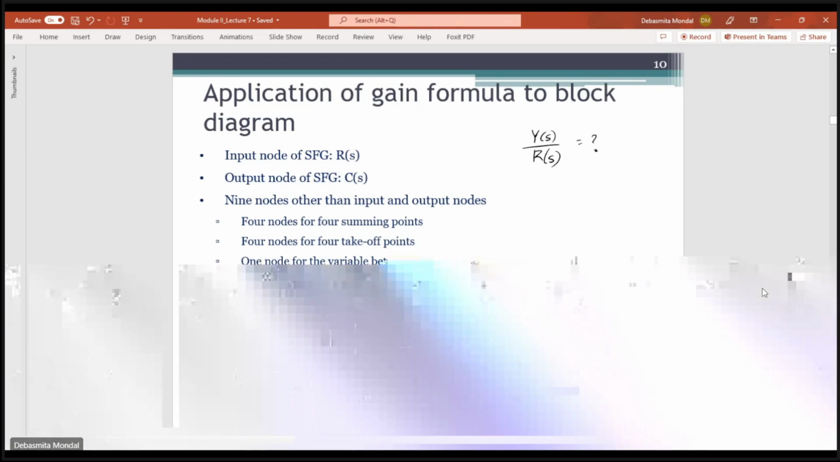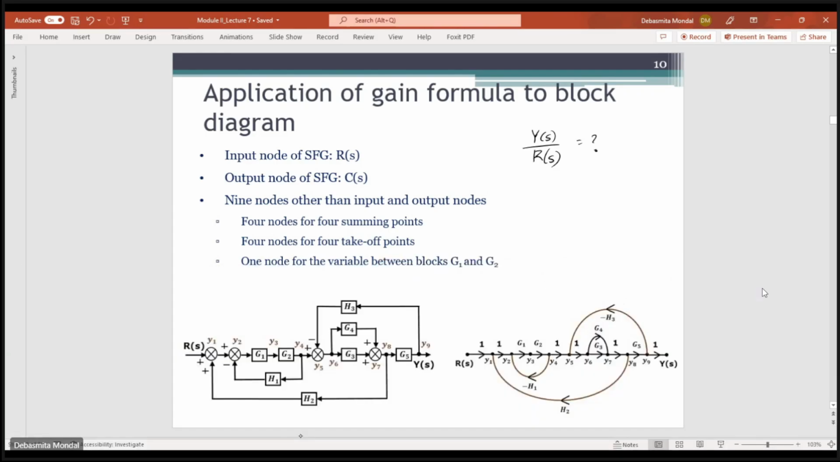Once you have denoted that, you see that between Y2 and Y3 there is a gain G1 connected. So this branch will have a gain of G1. Similarly, between Y3 and Y4, there is G2, so this branch will have a gain of G2. Then there is a feedback path connecting Y4 and Y2. So between Y4 and Y2, there will be a negative feedback path. That's why it is denoted by a minus sign.